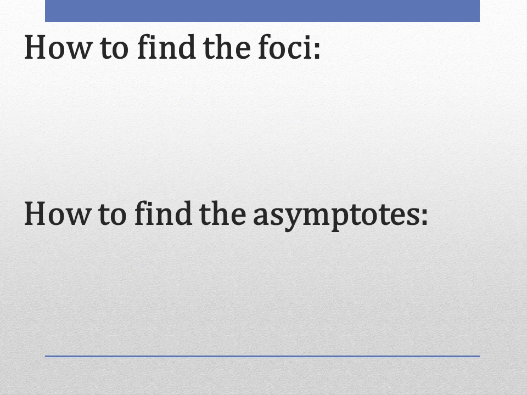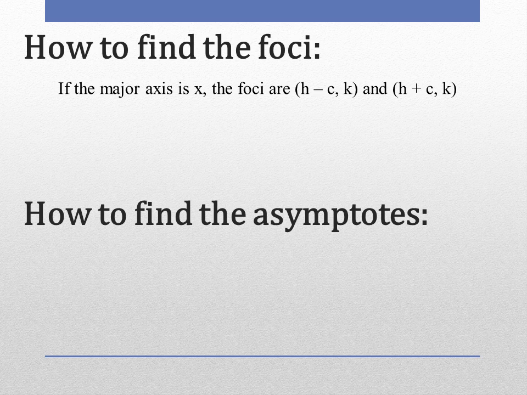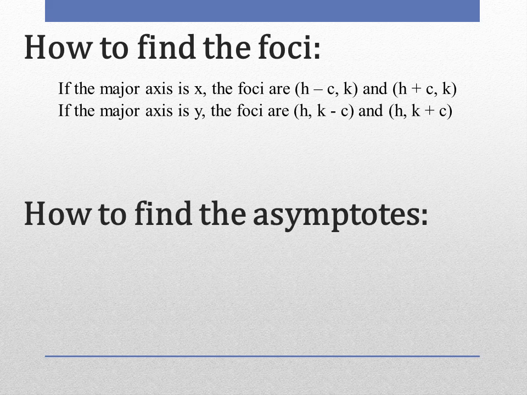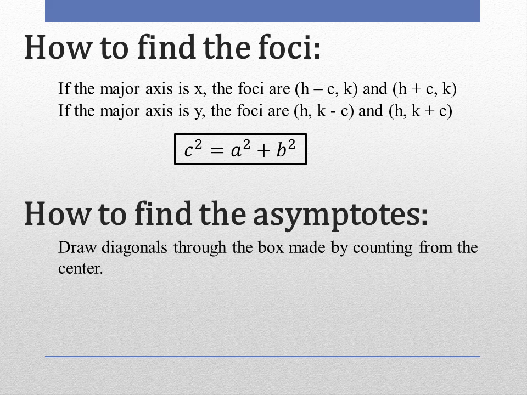Now, finding the foci is similar to the ellipse. In the ellipse, it was c squared is equal to a squared minus b squared. This time, you're going to add them using the Pythagorean theorem. So if the major axis is x, for the foci you're going to add and subtract c to the x and leave the y alone from your center. And if the major axis is y, you will instead be adding and subtracting c from your y coordinate. So it stays consistent. How to find the asymptotes? Well, we're simply just going to draw the box and draw the diagonals through the box.